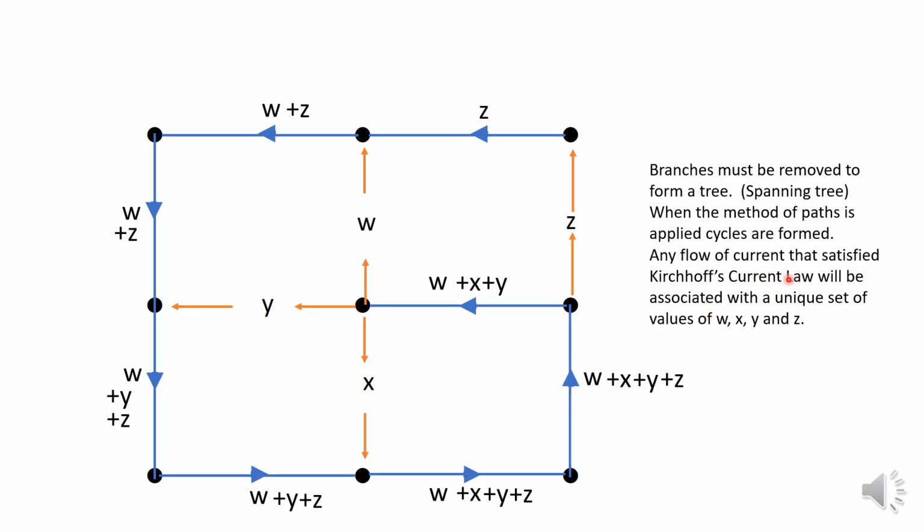So any flow of current that satisfies Kirchhoff's law is associated with a unique set of values of W, X, Y, Z. These are the measurements that we can take to represent the flow in all of the branches of the network.